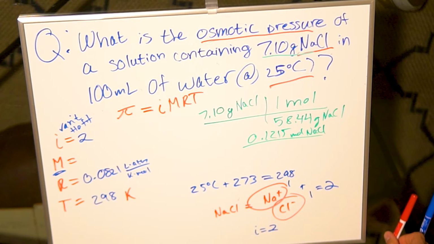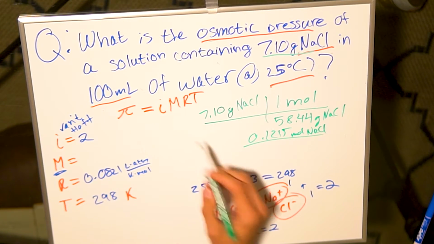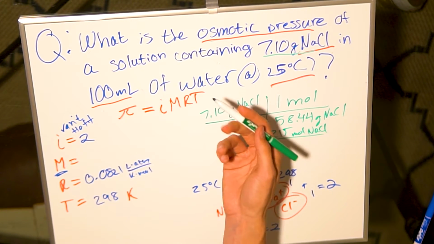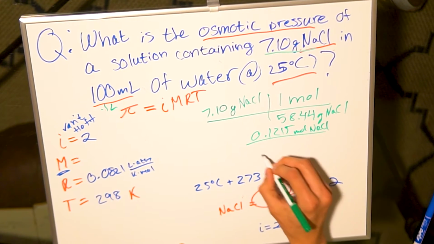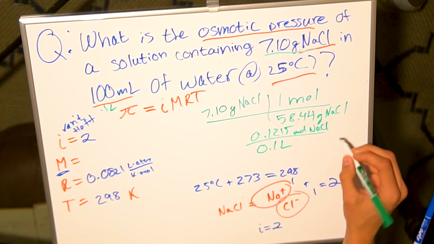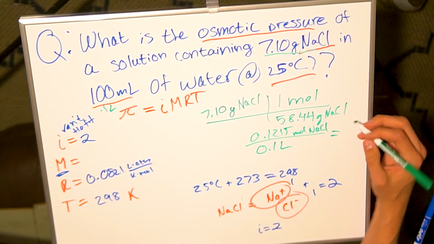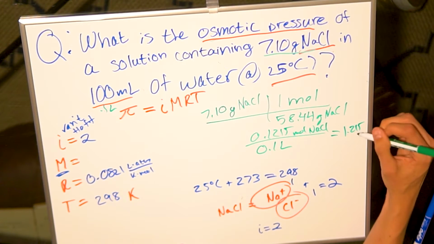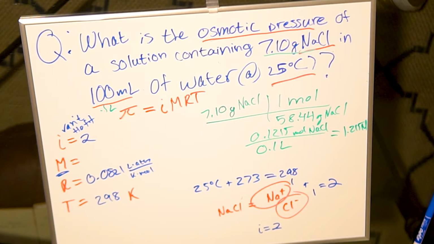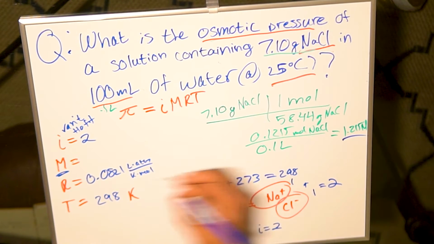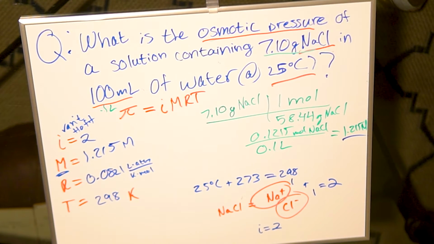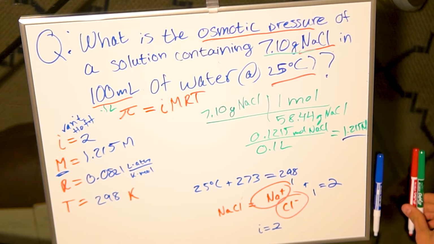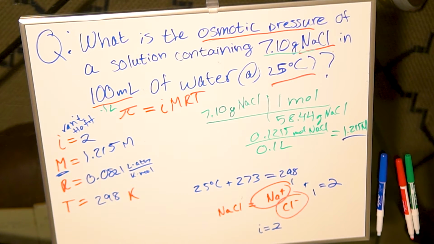And now to figure out our molarity, we just have to divide by the amount of solution, and in this case we have 100 milliliters, and this is going to have to be in liters. So 100 milliliters, with 1,000 milliliters in a liter, is going to give us 0.1 liter. So we have 0.1 liters. That is going to give us 1.215 molarity. Alright, just bring this over here. 1.215 molarity.